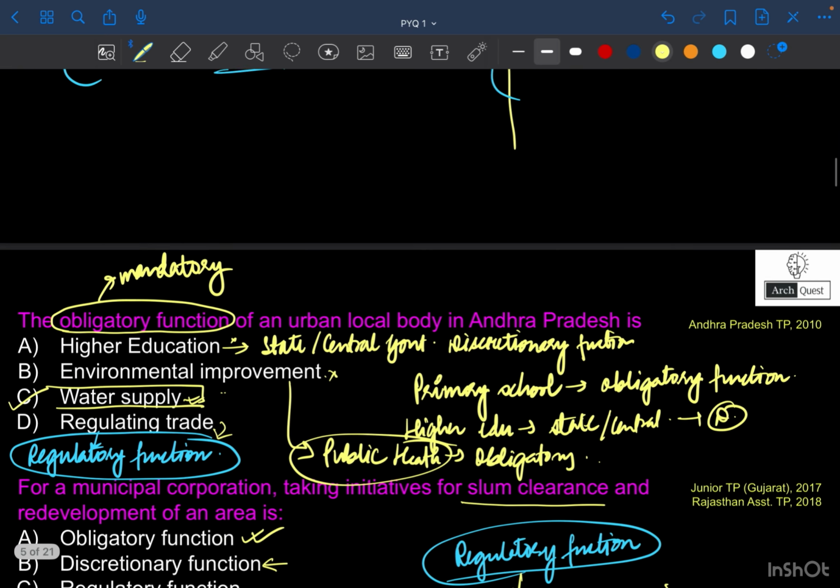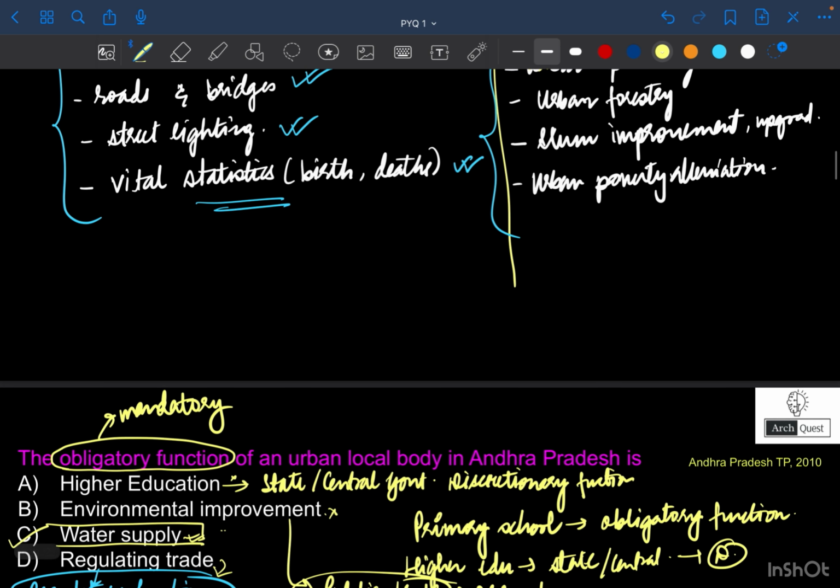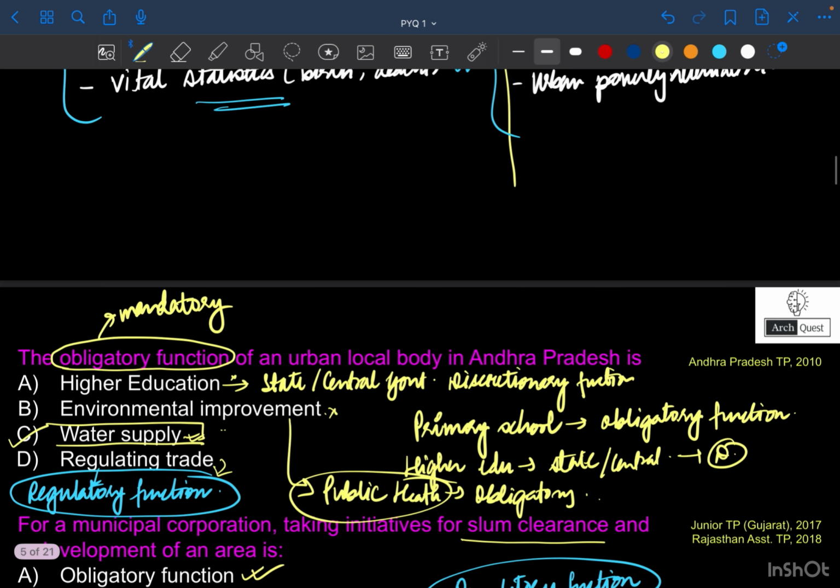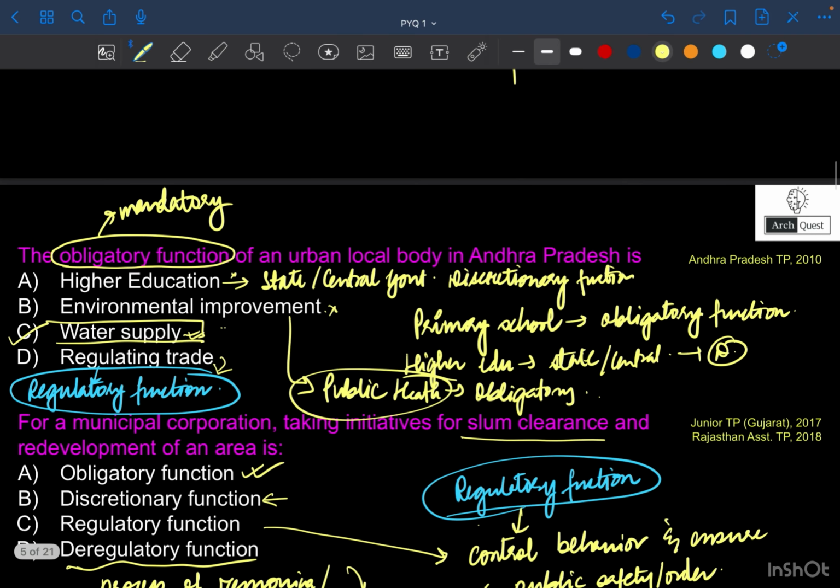So yes, this was majorly about the types of urban local bodies and what are their functions. So you see the concept is very छोटा सा, it's very clear, but इसी पे questions have been asked earlier and we already saw कि किस type के questions होते हैं. Majorly ऐसे ही type के questions हैं.